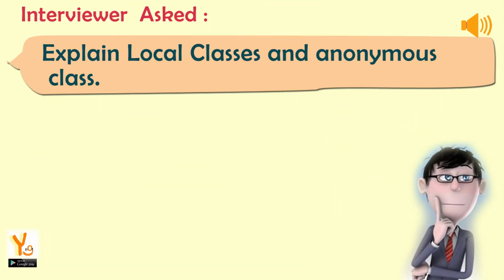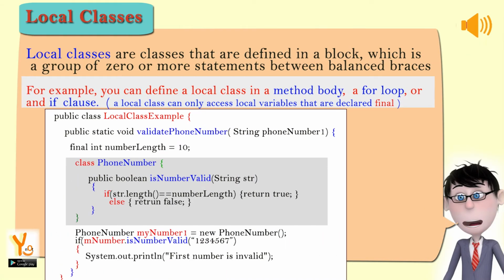Explain local classes and anonymous classes. Local classes are classes that are defined in a block, which is a group of 0 or more statements between balanced braces. For example, you can define a local class in a method body, a for loop, or an if clause. Example is given below. A local class can only access local variables that are declared final.